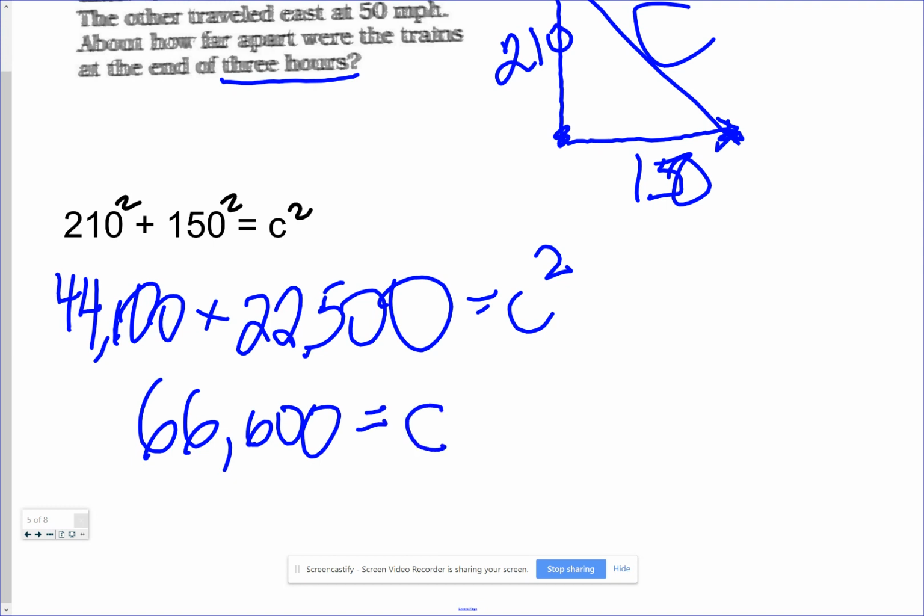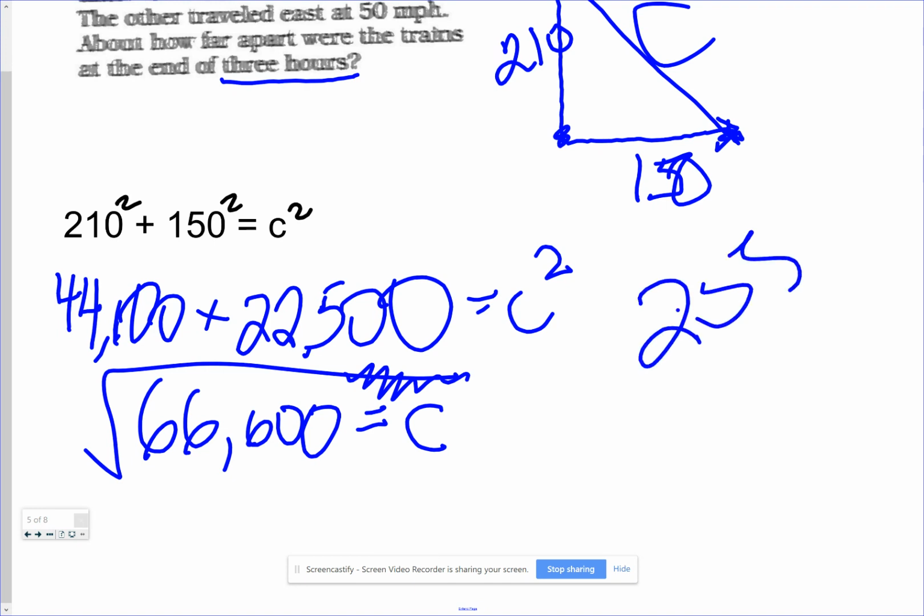So when we want to find C, you have to take the square root of that number. Not across the equal sign though. And when we calculate that out, we get about 258.1 miles. So you got to find an answer close to that down in the puzzle below. All right, let's take a look at this next one.